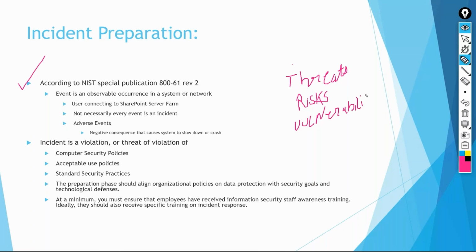Now there are some documents which you can refer to in order to identify the threats, risks, and vulnerabilities faced by the organization. One of the best documents is your BCP, business continuity planning. In the BCP, we normally do a BIA, business impact assessment, and in the business impact assessment, we normally conduct a risk assessment.